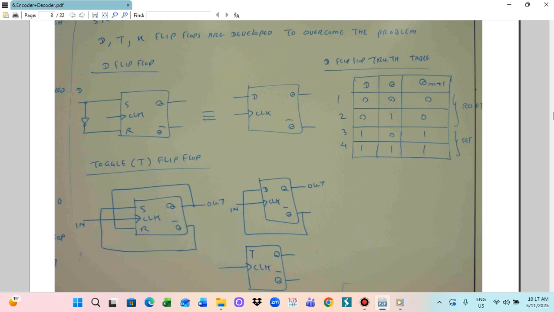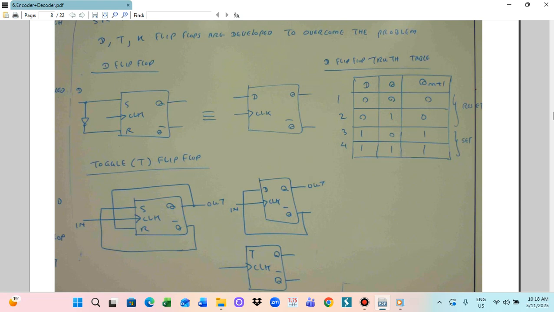When you put condition 1, J0, K0, Q0, Qn plus 1 is 0. J0, K0, Q1, Qn plus 1 is 1. So this is a no change condition. And then I use J0, K1, Q0, Qn plus 1 is 0. J0, K1, Q1, Qn plus 1 is 0. So this is the reset condition. And then condition 5, J1, K0, Q0, Qn plus 1 is 1. And J1, K0, Q1, Qn plus 1 is 1. So this is the set condition.